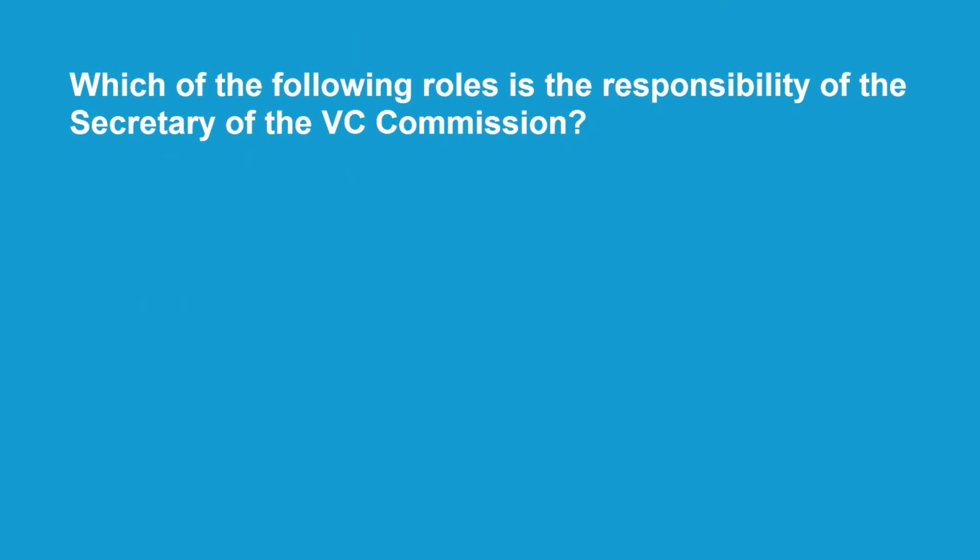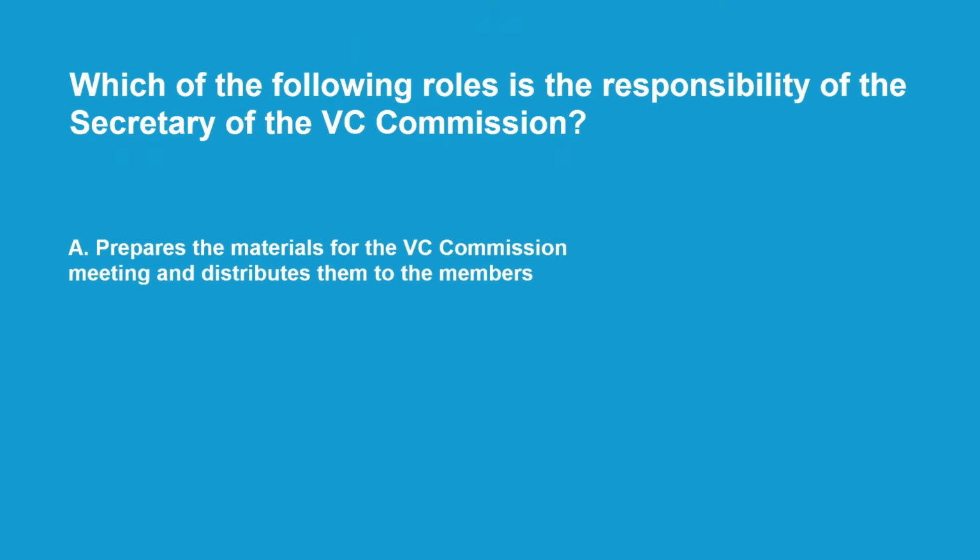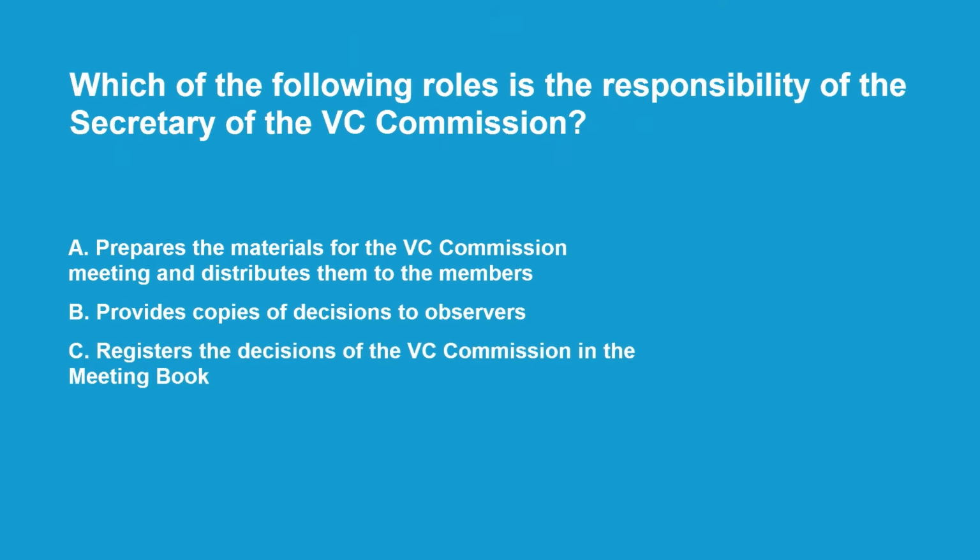Which of the following roles is the responsibility of the Secretary of the VC Commission? A. Prepares materials for the VC Commission meeting and distributes them to members. B. Provides copies of decisions to observers. C. Registers the decisions of the VC Commission in the meeting book. D. All of the above.